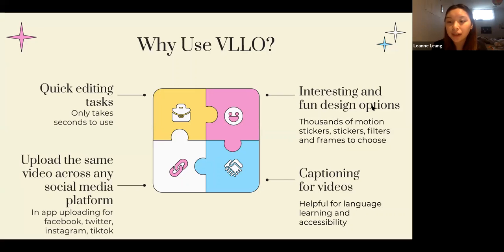There are interesting and fun design options. So this includes motion stickers, which are basically like GIFs, normal stickers, filters, and different frames to choose from, which are mainly all free. And then there's captioning for videos, which is helpful for language learning. If we're going to be posting this on our Instagram and people want to follow along with the video and what it's saying, it's great for accessibility as well.